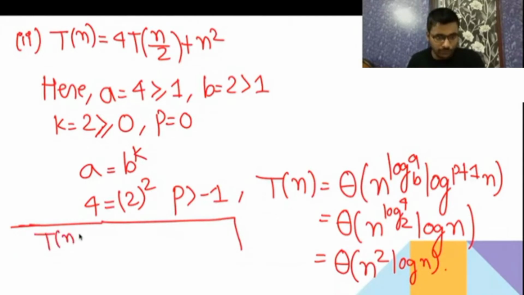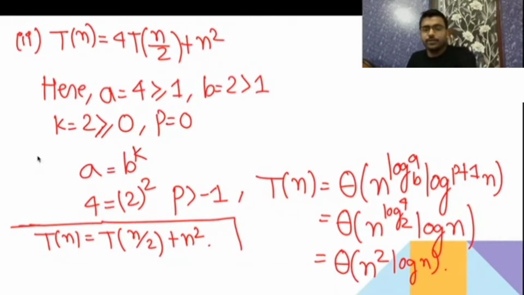Tn equal to Tn by 2 plus n square. Try this. Tn equal to Tn by 2 plus n square. Fine. Now see the next one.